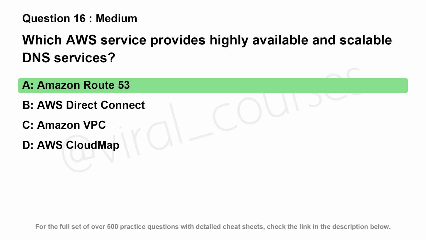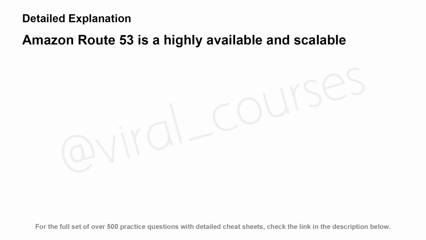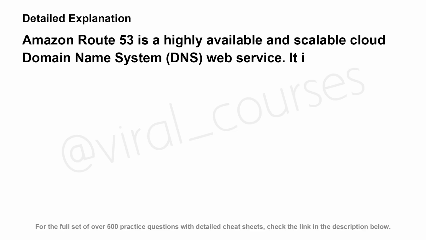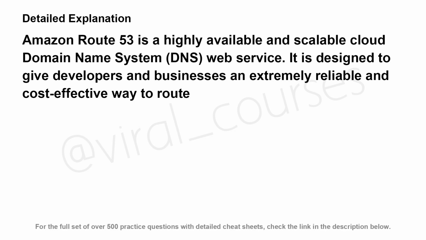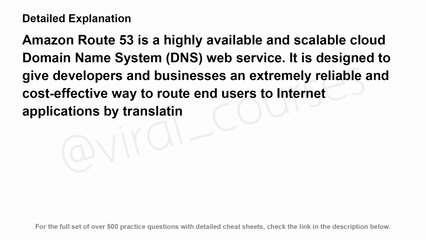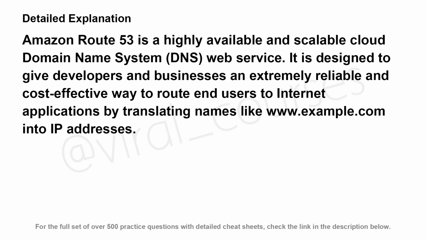The correct answer is A. Amazon Route 53 is a highly available and scalable cloud domain name system (DNS) web service. It is designed to give developers and businesses an extremely reliable and cost-effective way to route end users to Internet applications by translating names like www.example.com into IP addresses.